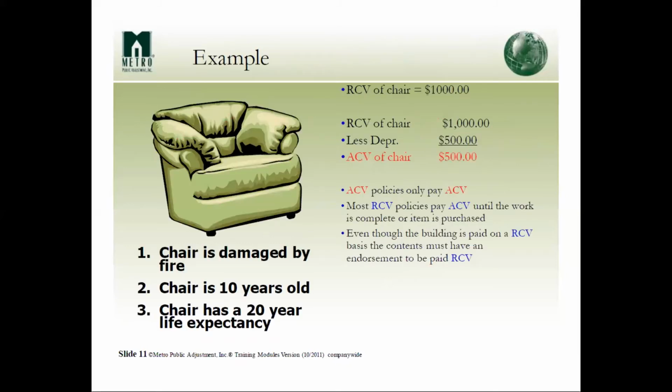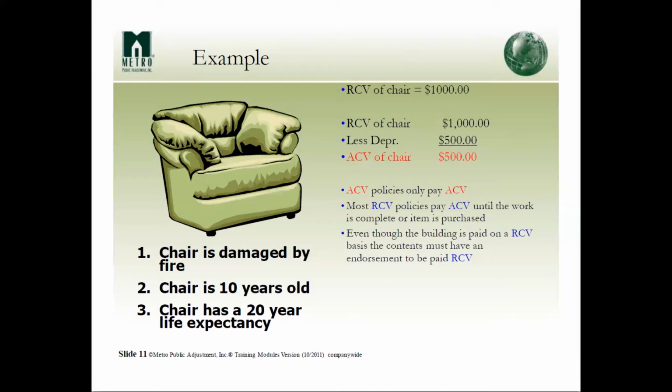Here's an example. Let's say a chair is damaged in a fire. The chair is 10 years old, but the chair is expected to last for 20 years. So you've got a 50% depreciation of that chair. It's lived half of its life. The replacement value of the chair is $1,000. But now we're going to take away half of its life. So we're going to take away half of the value of that chair, which is $500, which leaves us with $500 that would then go to the client for the compensation of that chair. ACV policies will only pay the ACV.